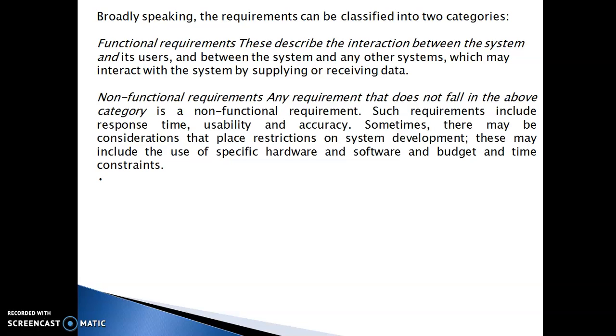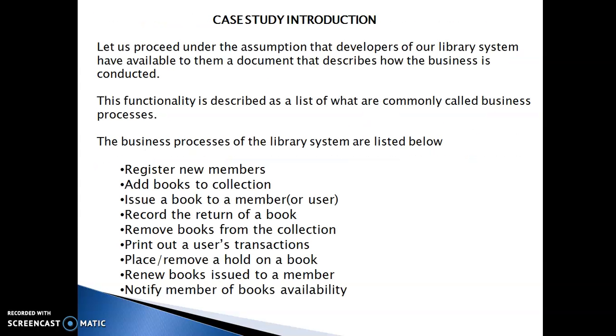What is a functional requirement? It is nothing but the information exchange between the user and the system, or information exchange between the system and the system. And the non-functional requirement is the constraints imposed on a system, like time restriction, usability, accuracy. So these are all parameters which come under the non-functional requirements. So next we'll move on to the case study introduction.